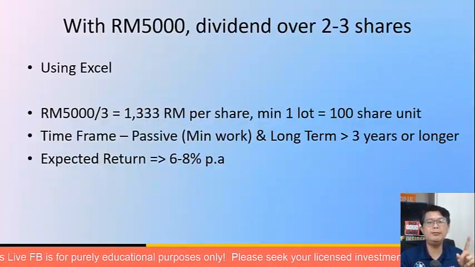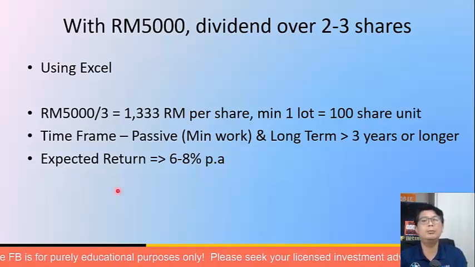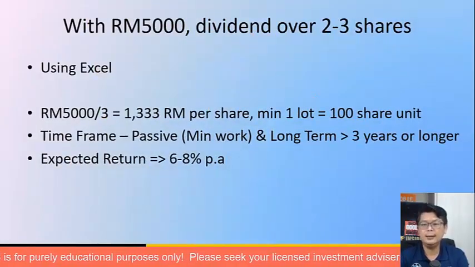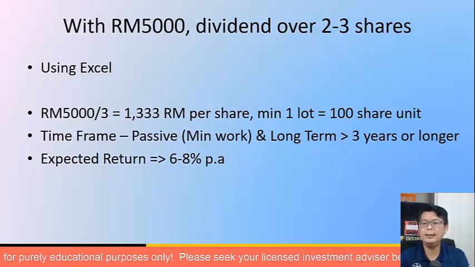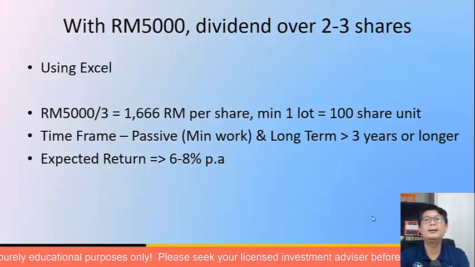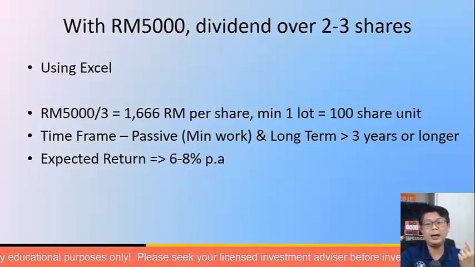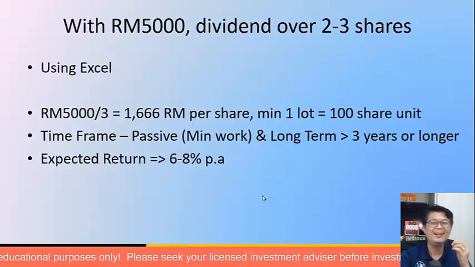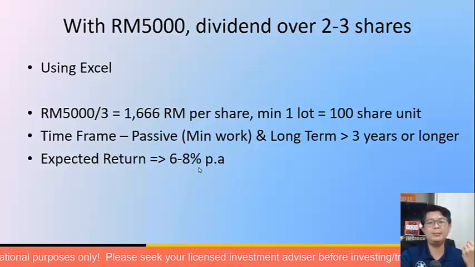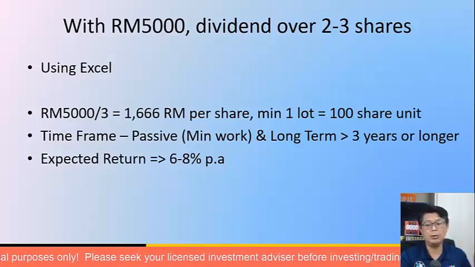Okay, so the expected return for the 5,000, which I've just shared with you here, let me just go back here. This is a typo mistake here. So it'll be 1666 per unit, cheaper than your iPhone, 5,000 ringgit. Minimum of 1 lot, and we are expecting to get 6 to 8% over a period of 3, 4 or 5 years or longer.